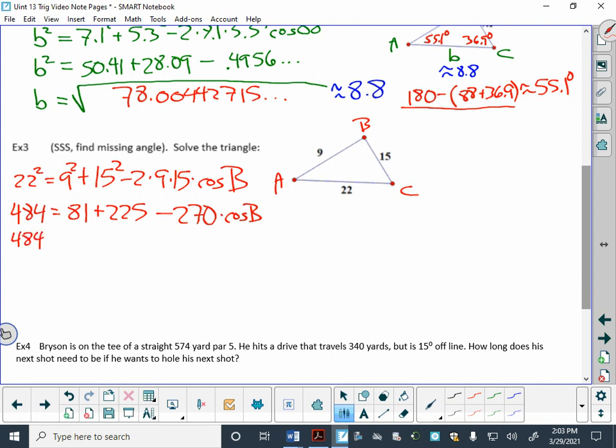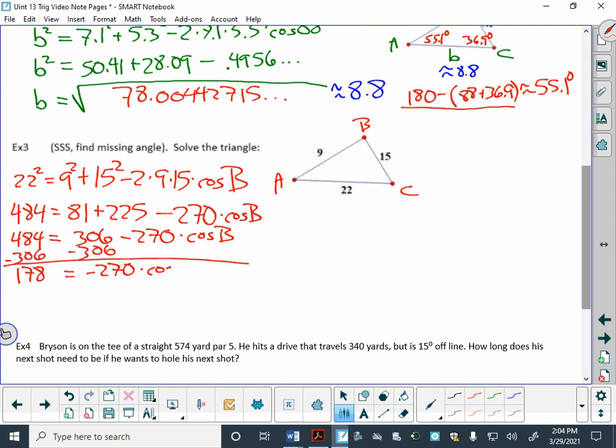So I need to be careful that I'm not just subtracting 270 from something over here. So one more step here. 81 and 225 is like 306 minus 270 times the cosine of angle B. So now I'll subtract 306 from both sides and get 94 plus 84 is 178, maybe. I really should be checking these things on these notes, not just doing it all in my head. Okay, so 178 is equal to negative 270 times the cosine of B.